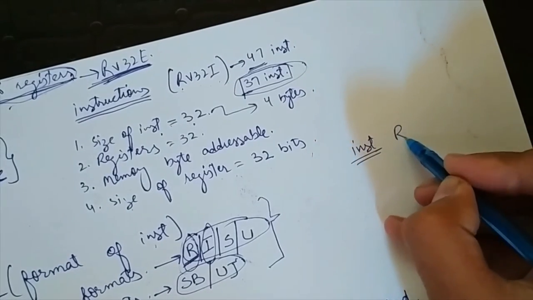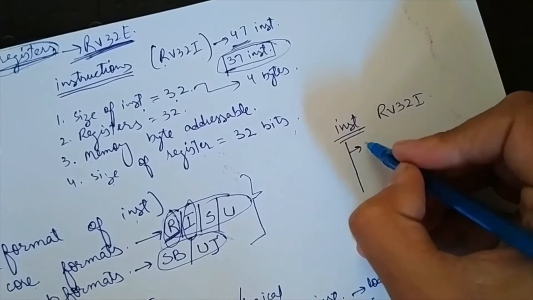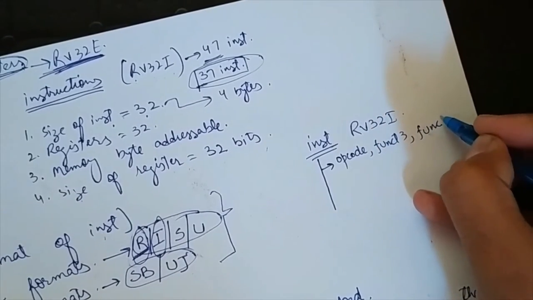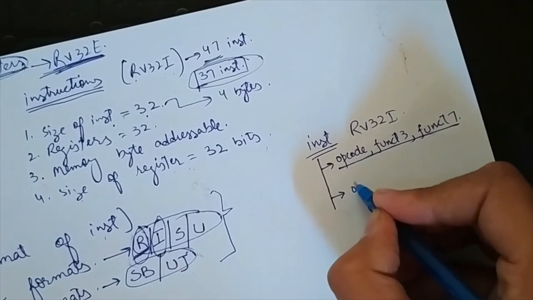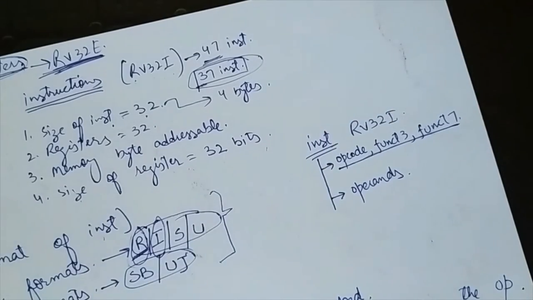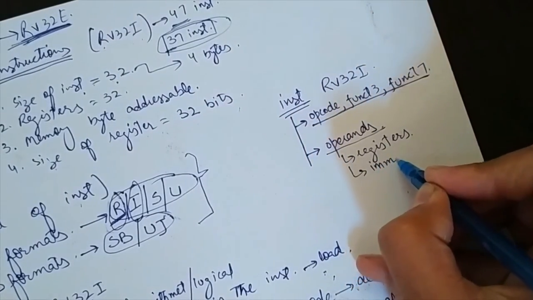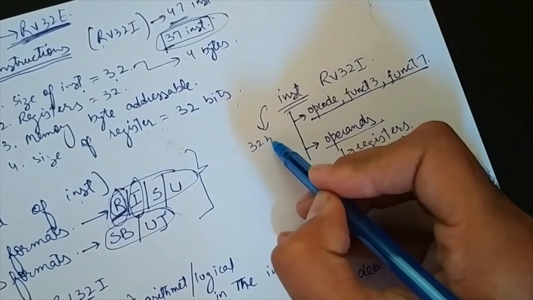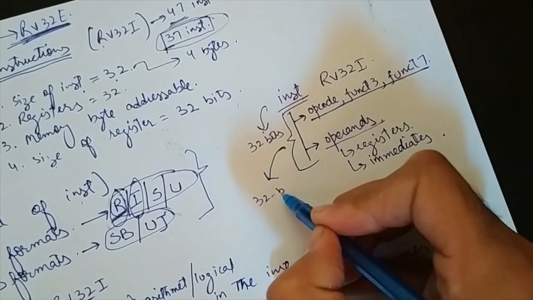So this instruction in RV32I. What are the components of this instruction? So the components are, first, opcode, then func3 and func7. Okay, these three will determine the type of operation. And what else will be there? There will be operands. And what are the possible operands? The operands may be registers or simply immediates. And what is the size of an instruction? The size of instruction is 32 bits. So this complete information has to be embedded, has to be kept in 32 bits.